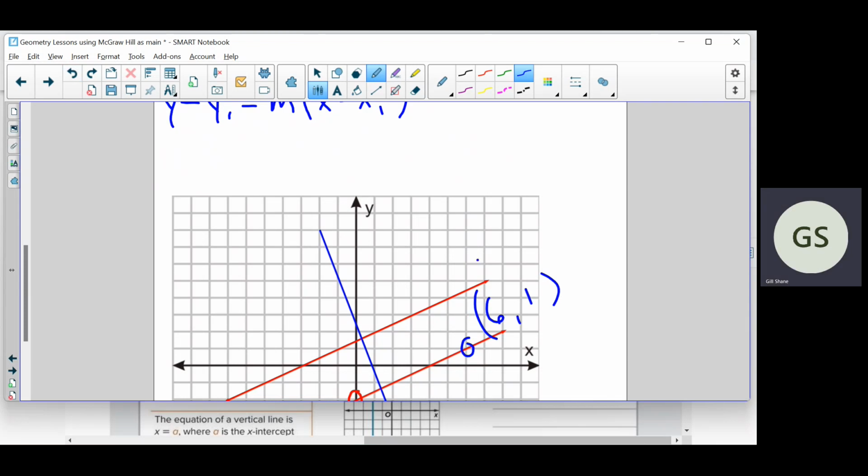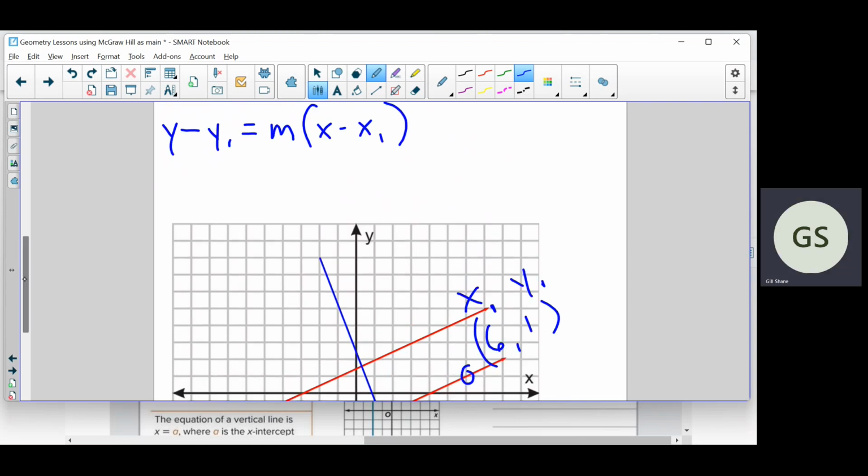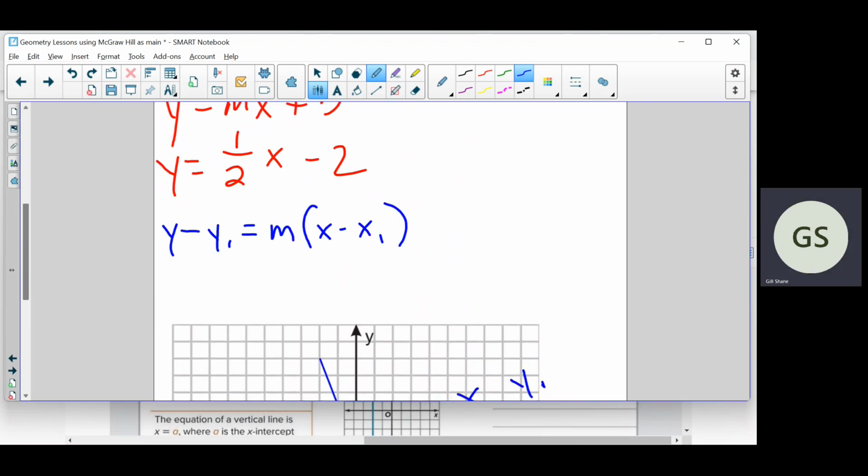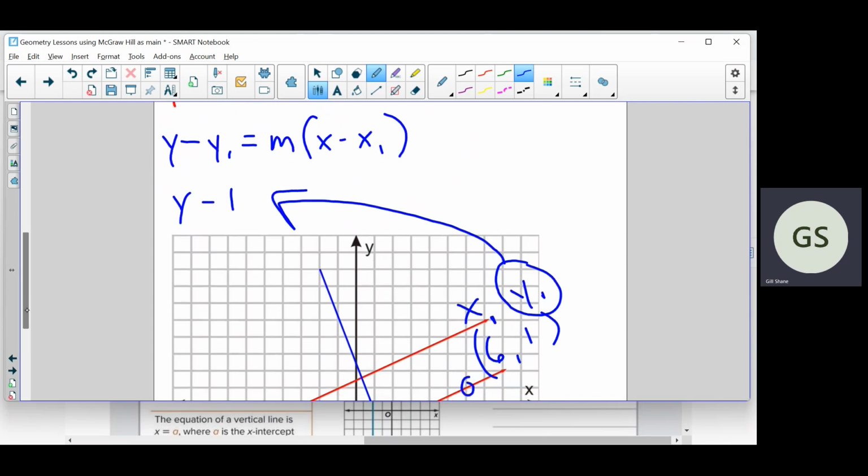So this is going to be my x1, the 6. This is going to be my y1, the 1. I'm just going to plug those in. So I still have y, that first y, but now I say subtract 1 because that comes from this y value down here was 1. So I just plugged it in.